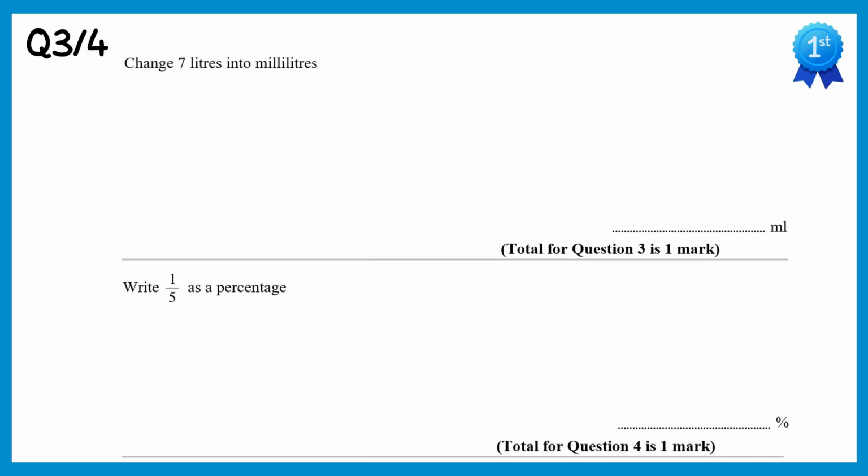For this question we need to convert 7 litres into millilitres. You should know that 1 litre is the same as 1,000 millilitres, so we just need to do 7 times 1,000, which is 7,000.